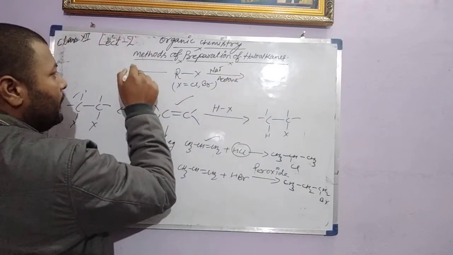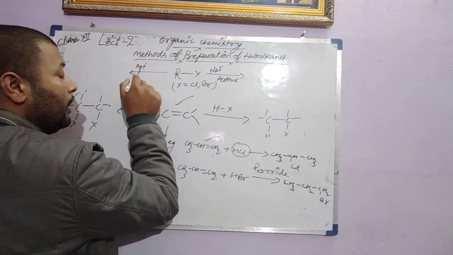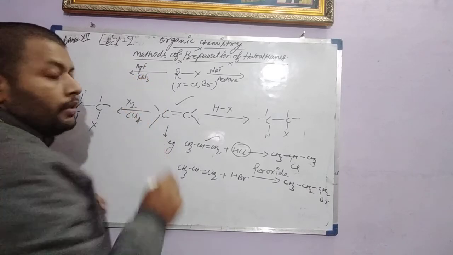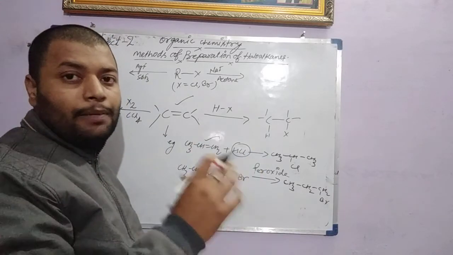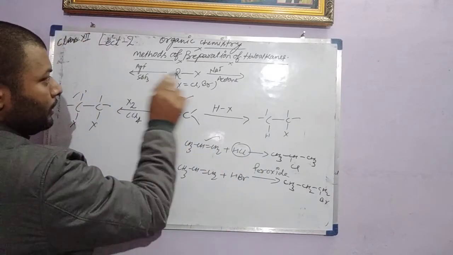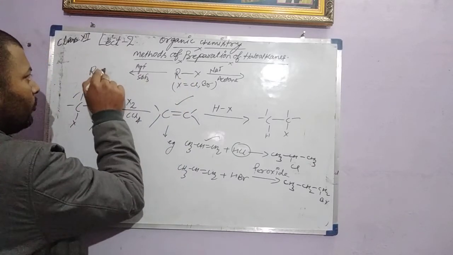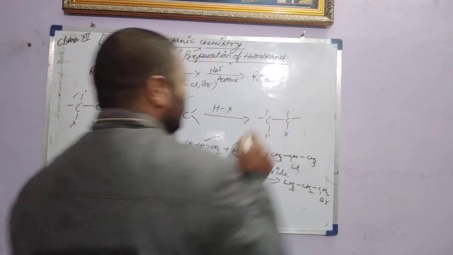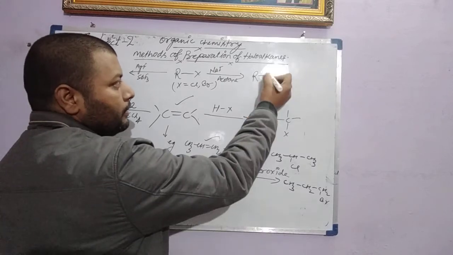Or we can take silver fluoride or antimony trifluoride or any other heavy metal fluoride. With heavy metal fluorides, the fluorine may substitute the X to form fluoroalkane, and here the formation of iodoalkane.